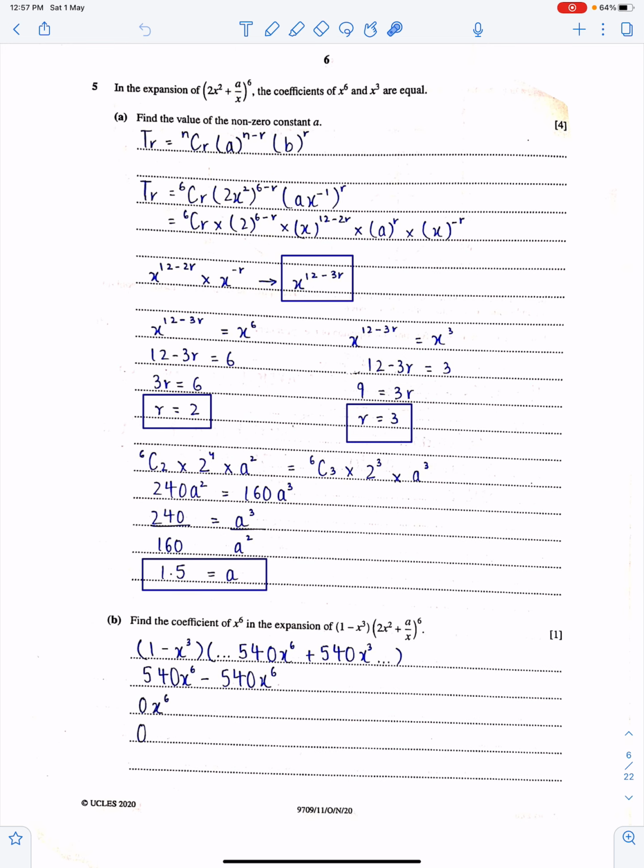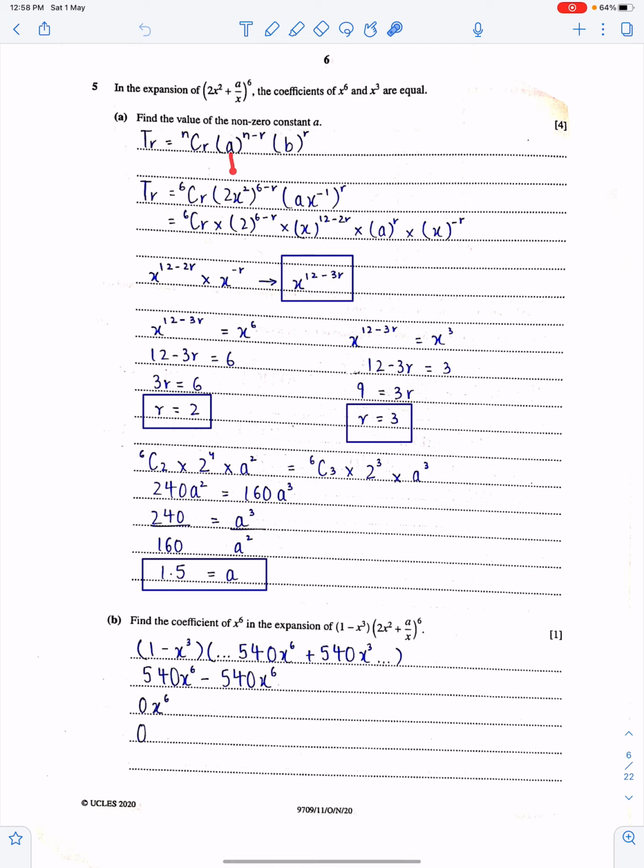Question number 5. In the expansion of (2x square plus a upon x) whole power 6, the coefficients of x cube and x power 6 are equal. So we first need to find the terms which contain these coefficients, and for that we need to use this formula, the general term formula.